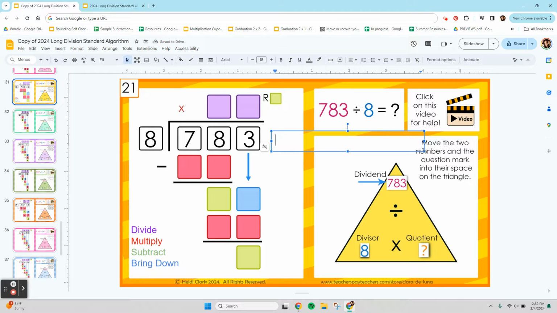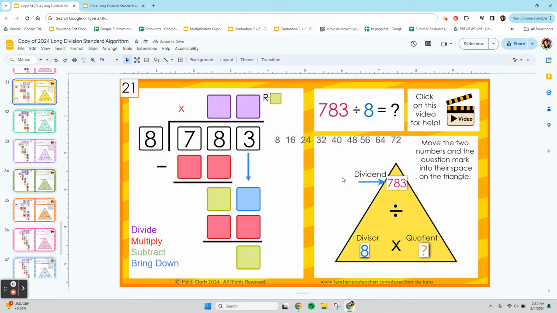We're dividing by 8, so I'm going to go ahead and write out the multiples of 8 because that's what I'm going to use as we're multiplying our 8 into the bigger number or dividing by 8. Our first step would normally be 7 divided by 8, but you can't do that. If I had 7 cookies and I was trying to divide them onto 8 plates, I don't have enough cookies to divide by 8. So I'm just going to take a 2-digit number instead.